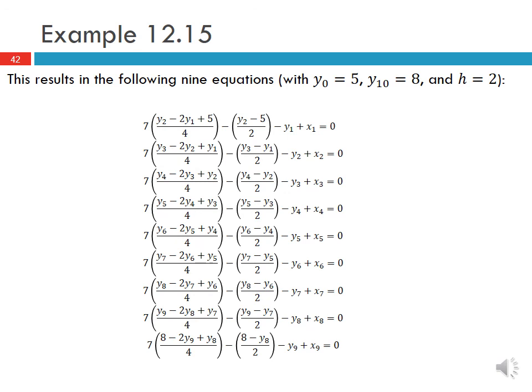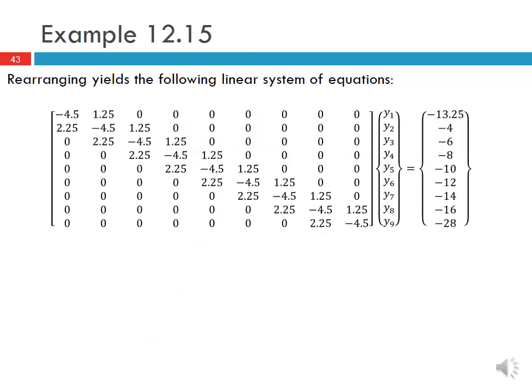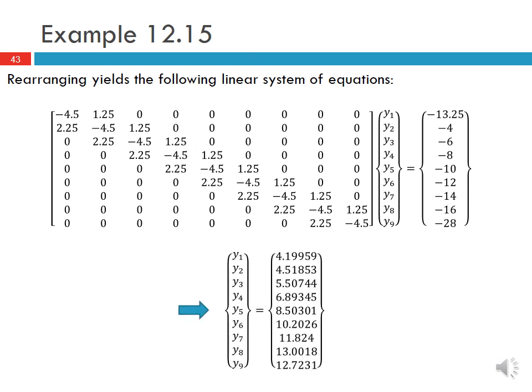and prescribing the boundary conditions directly in the equations, we end up with these 9 equations for our 9 unknown variables. So this results in a linear system of equations that we can write in matrix form as shown here, and this can be solved very easily to find our solution for y1 through y9, which is given here.